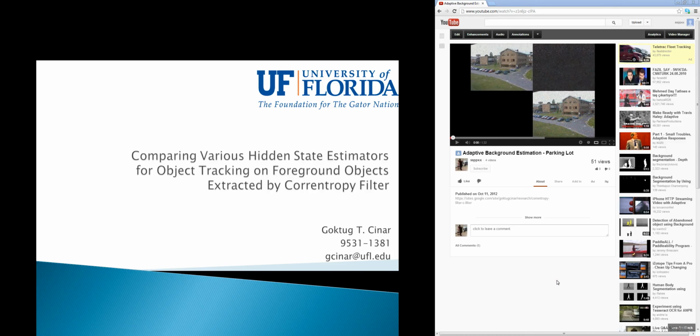Hello everyone, this is the class project presentation for Goktug Cinar for EEL 6562 Image Processing and Computer Vision at the University of Florida. The topic of my project is comparing various hidden state estimators for object tracking on foreground objects extracted by Correntropy filter.